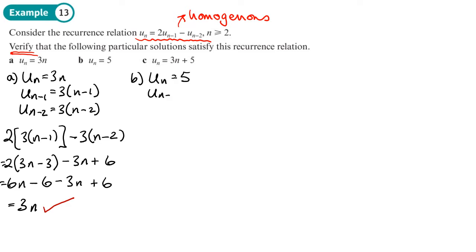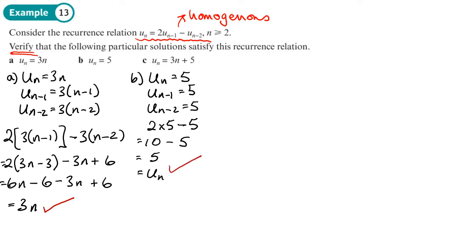Now that means that un minus 1 is also 5, because the function isn't a function of n, so changing n is not going to make any difference. So they're all going to be 5 there. So just like before, we're going to substitute these values into this recurrence relation, see what we get. So we've got 2 times un minus 1, which is just 5, minus un minus 2, which is just 5. So that's 10 minus 5, which is 5, and that equals un. So that, like the previous one, verifies that 5 is also a solution to this recurrence relation.